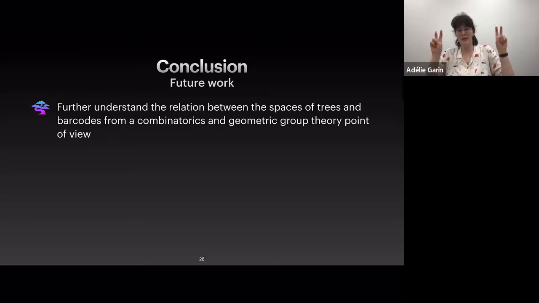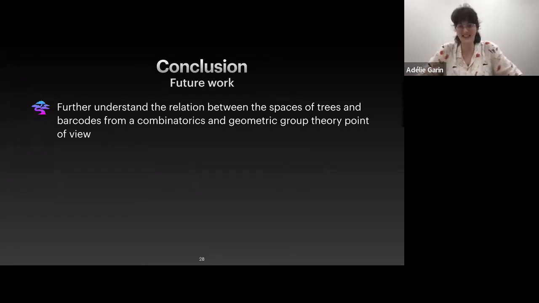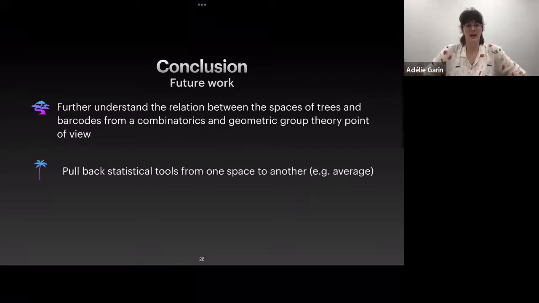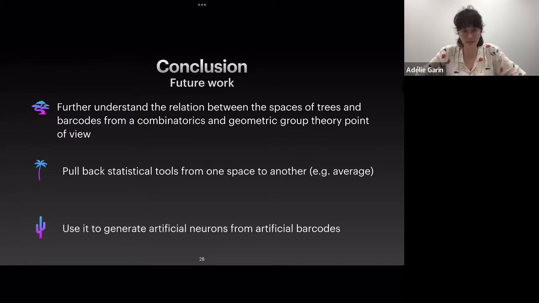If you label them by birth time, it becomes much easier to work with than if you have to quotient by this order of the bars. So basically, maybe what we understand from the barcode space now could help to also understand merged trees a little bit better. And that will also allow us to pull back statistical tools from one space to another. Something just as simple as an average is really hard to define on merged trees. So maybe understanding this relationship a little bit better could help for that.